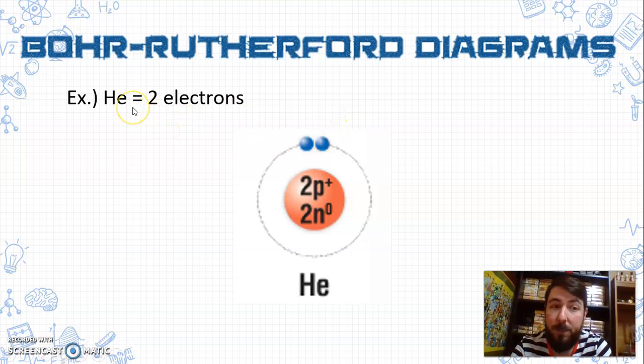Now helium, again, because its atomic number is 2, that means it'll have 2 electrons. So we can put 2 electrons in this first shell. And that's because it can only hold a maximum of 2. If helium had 3 electrons, then we would need a second shell. But we're going to take a look at a couple of other examples here.